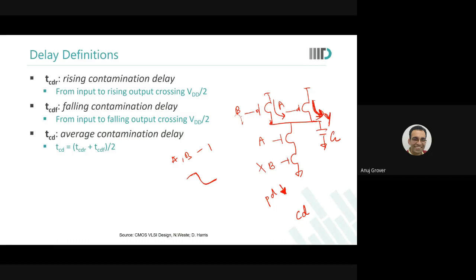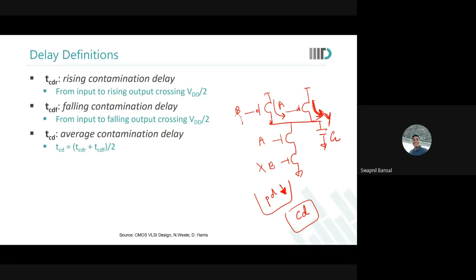Hello? Yes, sir. Yes, sir. Yes, sir. So now, why is this contamination delay called a contamination delay? Why is it important in the first place? Any ideas? So there are two kinds of delays that can happen in a gate, and the slowest one you call propagation delay, the fastest one you call the contamination delay.